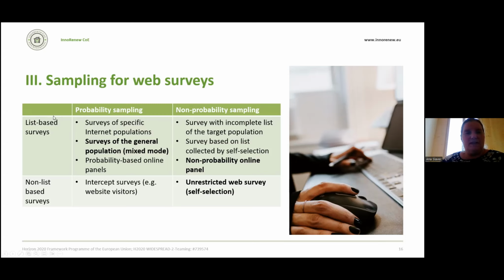How different methods for web surveys differ is that sometimes they are based on a list, sometimes they are non-list based. In general, if we say it's list based, it means that we have a list of units. So we have a sampling frame. And if we have a sampling frame, we can do probability sampling, but not necessarily. It can also happen that we don't have a list, but it's still probability sampling.